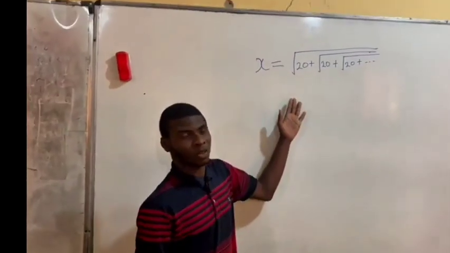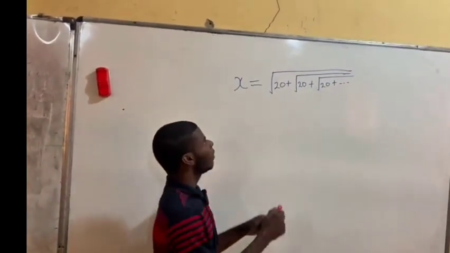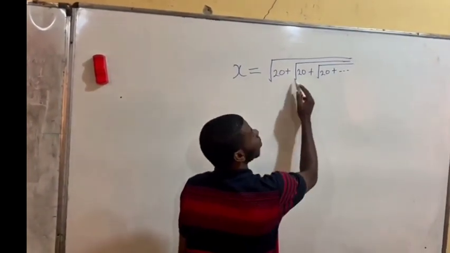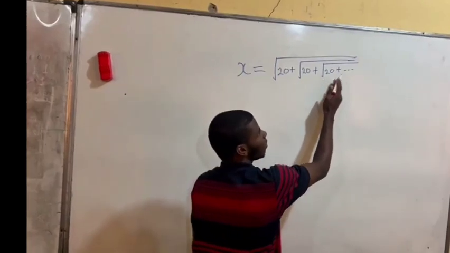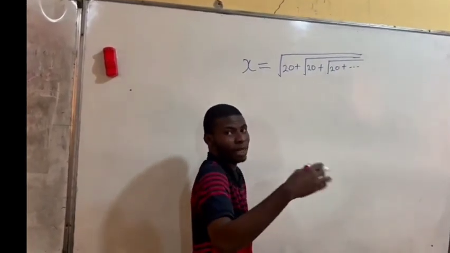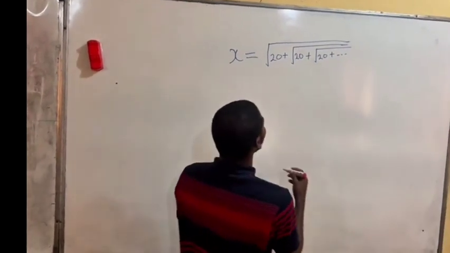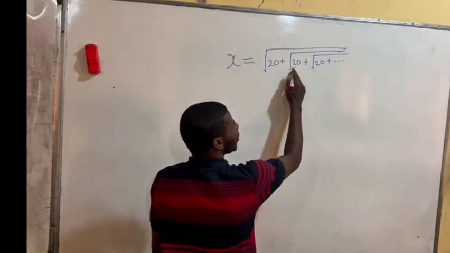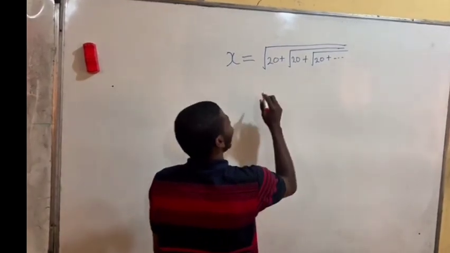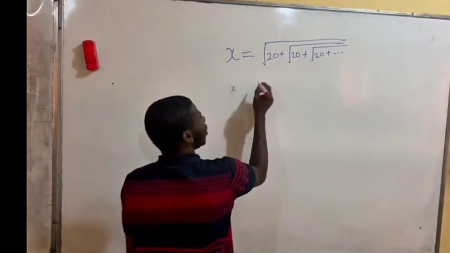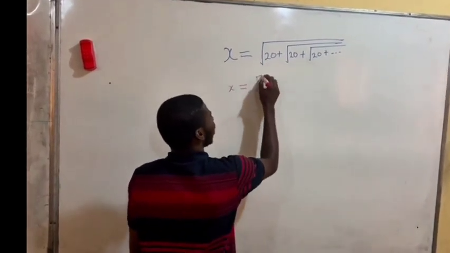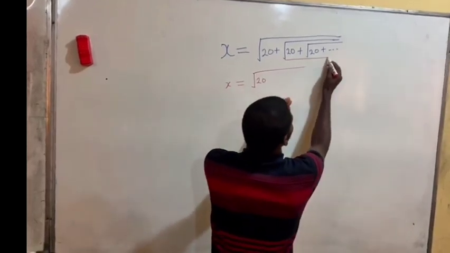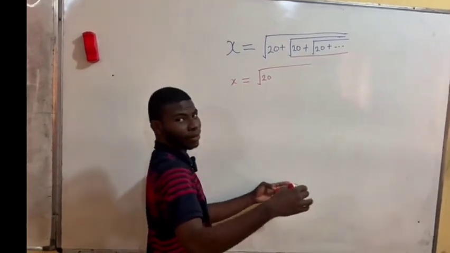So if you observe this question, you notice that this expression keeps on repeating itself. Like you have 20 plus square root of 20 plus square root of 20 plus dot dot dot, which means it keeps on repeating forever without an end. Because of this, I can rewrite this as the square root of 20, and this I can write as x because it keeps on repeating forever, right?